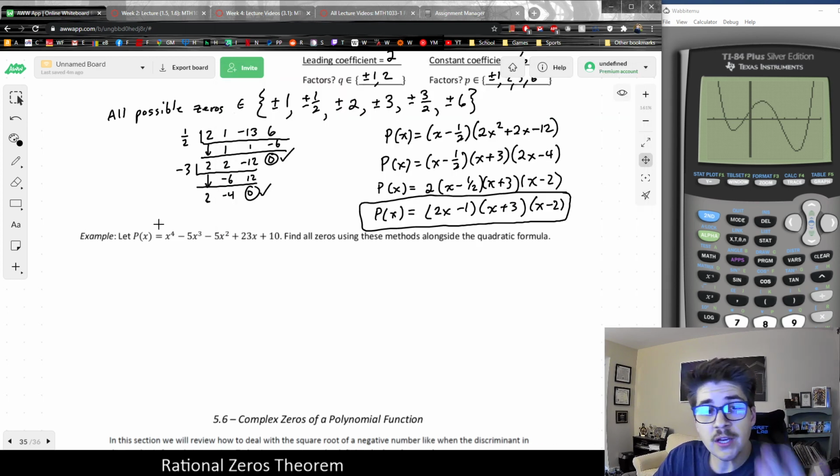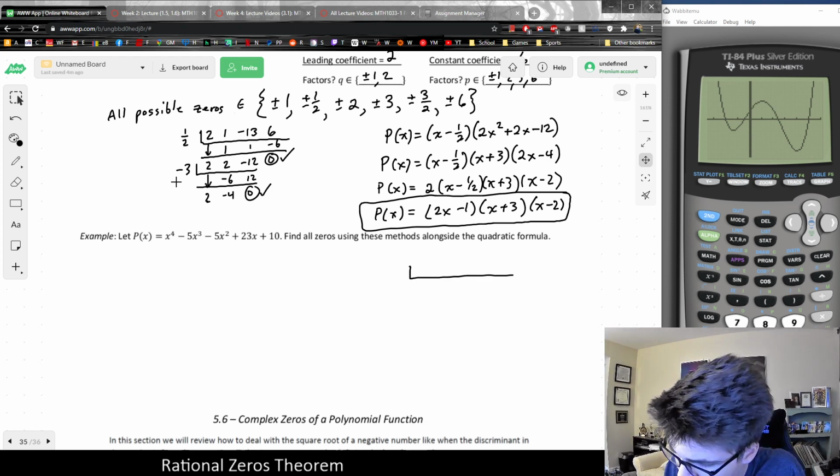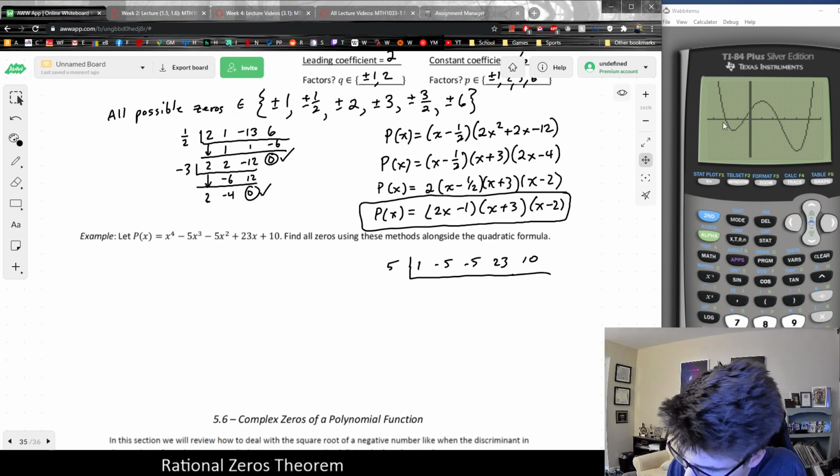But what we could do is use the zeros that we think work first and see where that leads us. So let's go ahead and use synthetic division to begin factoring p of x. So we have 1, -5, -5, 23, and 10. And we are dividing by the two zeros that I think are rational, which are 5 and -2. So let's just start with 5.